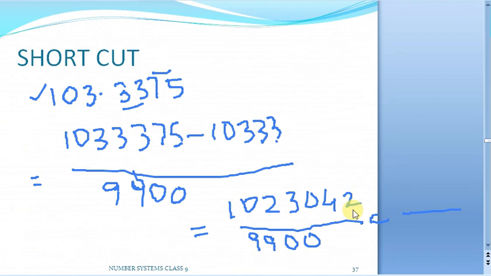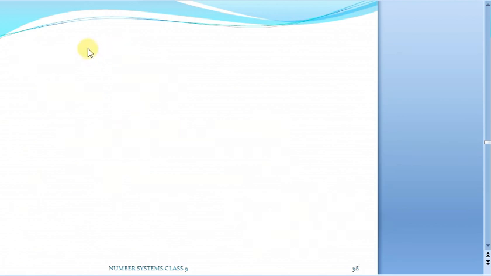Why? Because both are ending in even numbers. You can cancel it further and get it into the simplest form. And with your calculator, just check again whether you are getting the same answer or not. So this is how you can use a shortcut to convert any decimal expansion into the rational form. So let us take a last example for this particular concept.